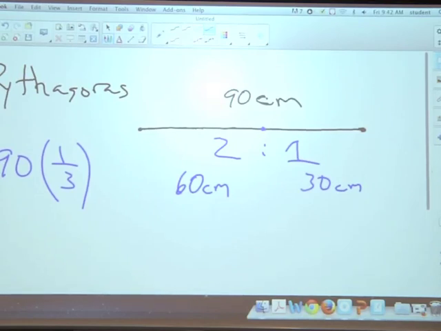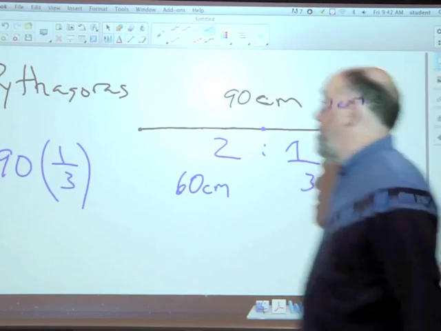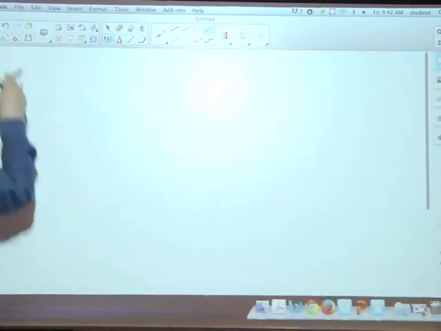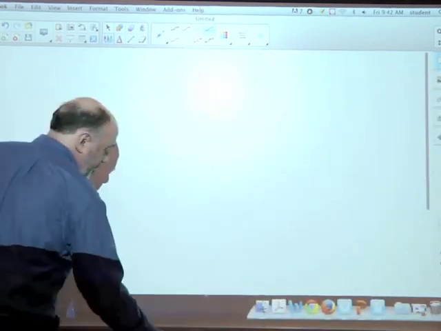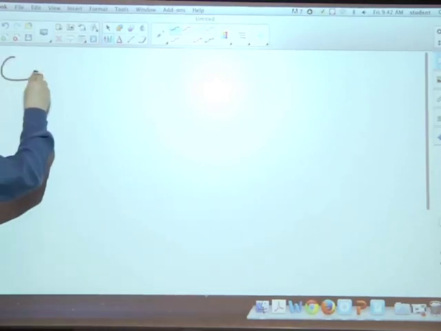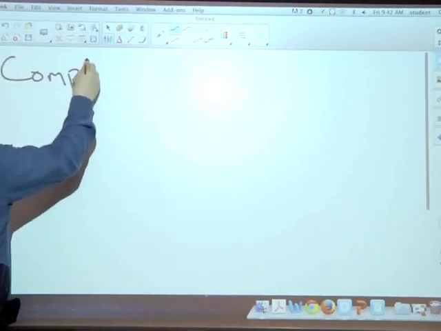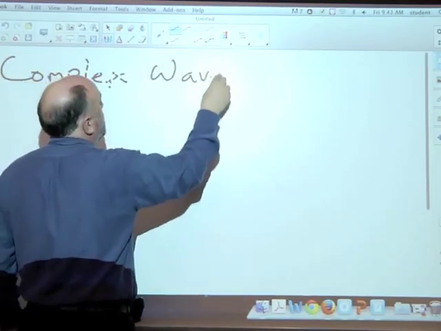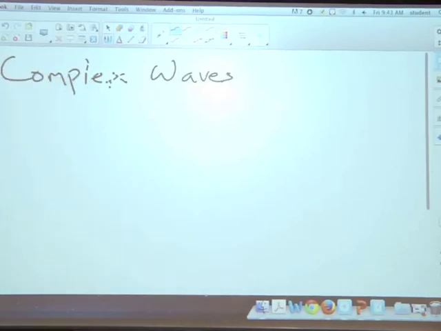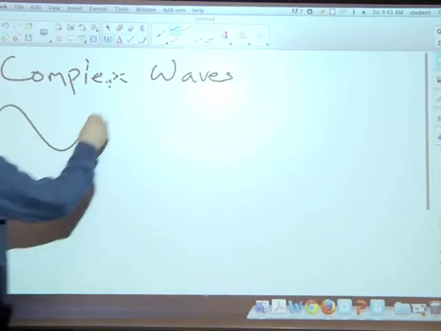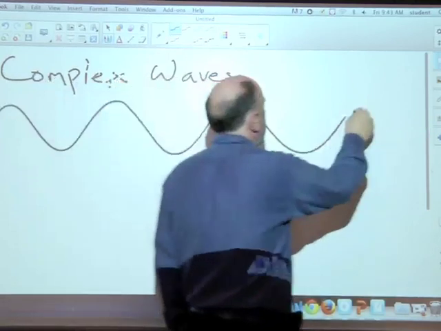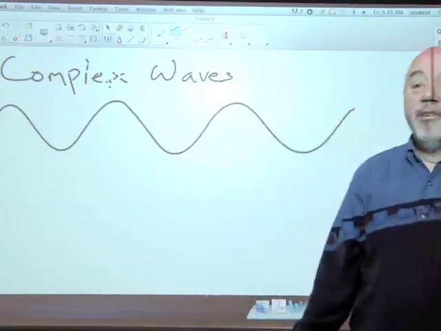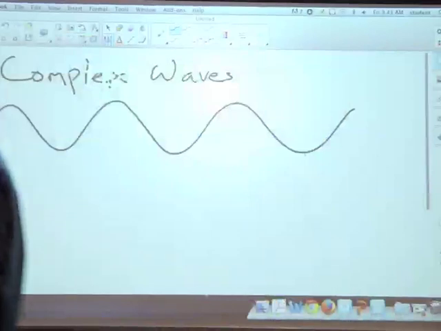So in terms of waves and waveforms, you get complex waves. Everybody's used to seeing the good old sine wave, right? That thing. But there's other waveforms out there.